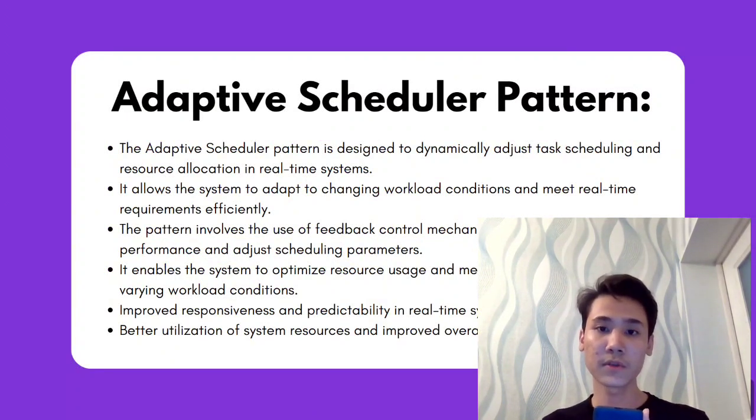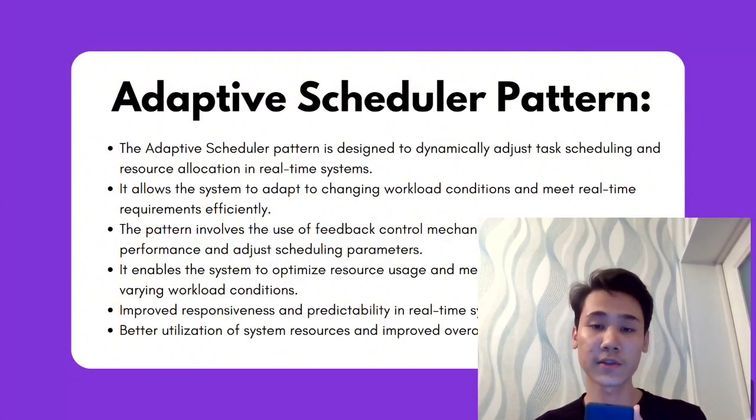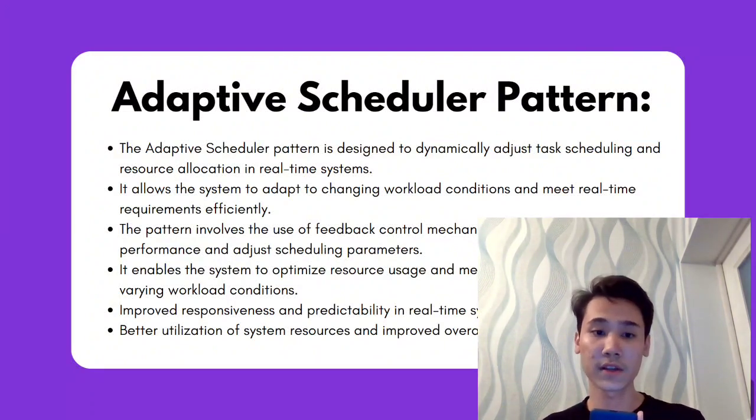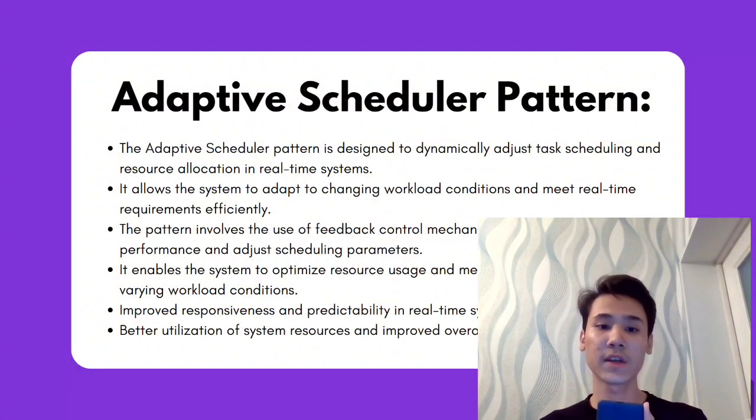For modifications, we can use the adaptive scheduler pattern. The adaptive scheduler pattern is designed to dynamically adjust task scheduling and resource allocation in real-time systems. It allows the system to adapt to changing workload conditions and meet real-time requirements efficiently. The pattern involves the use of feedback control mechanisms to monitor system performance and adjust scheduling parameters. It enables the system to optimize resource usage and meet real-time deadlines under varying workload conditions.